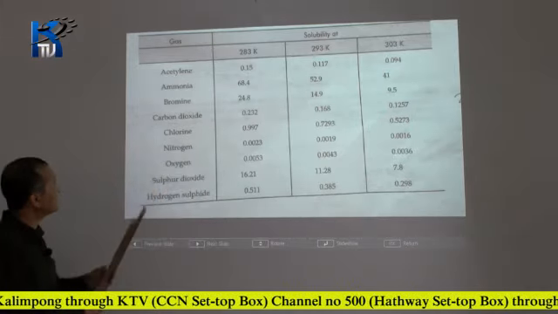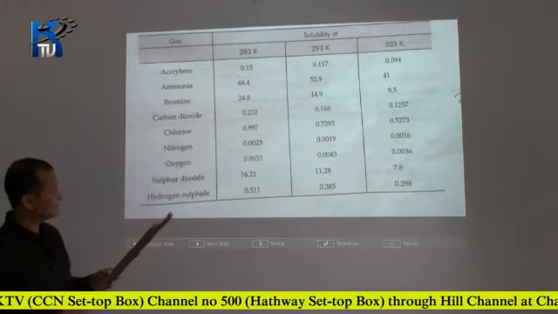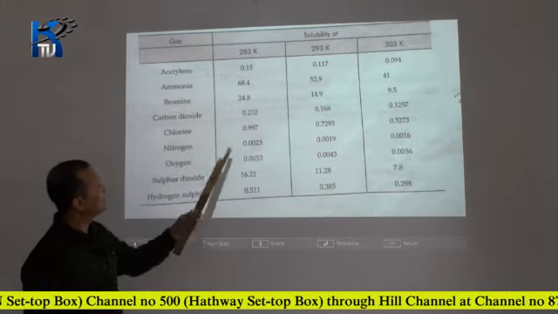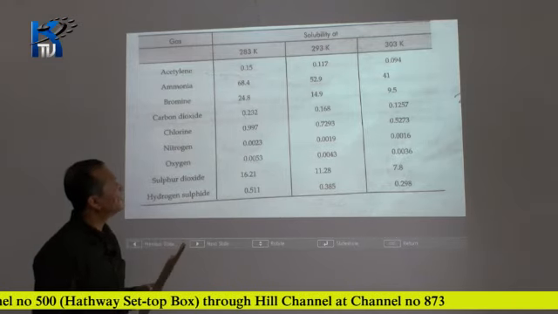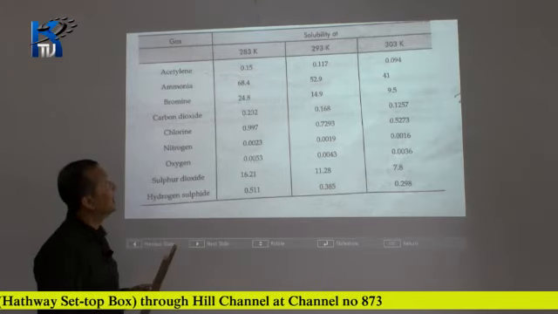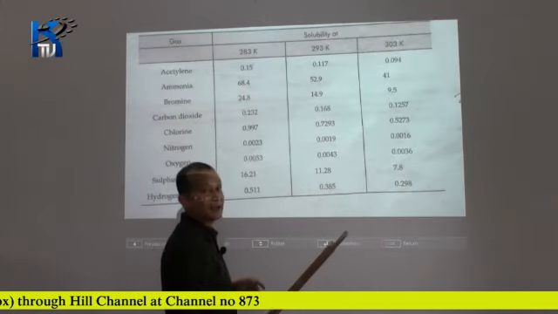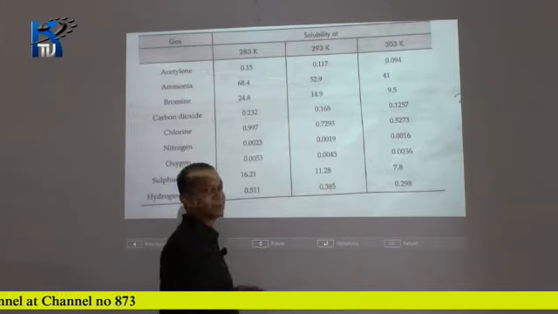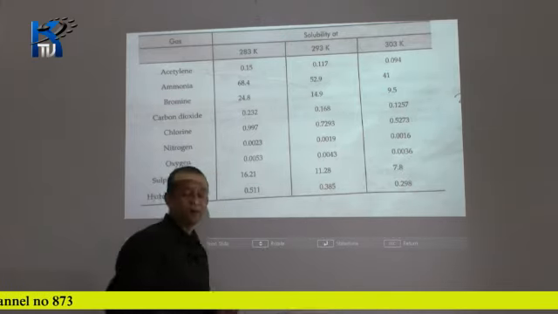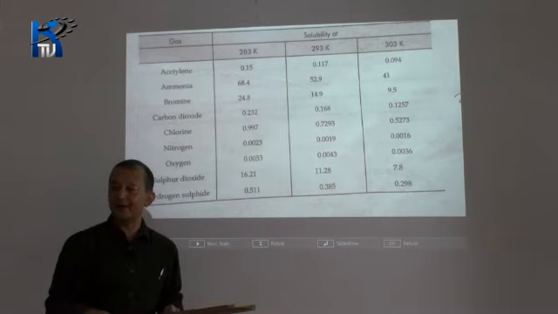Similarly, let's take the example of oxygen gas. At 283 Kelvin, it is 0.0053 grams. But at a higher temperature, 303 K, it becomes 0.0036 grams. So you can see how the temperature is affecting solubility.